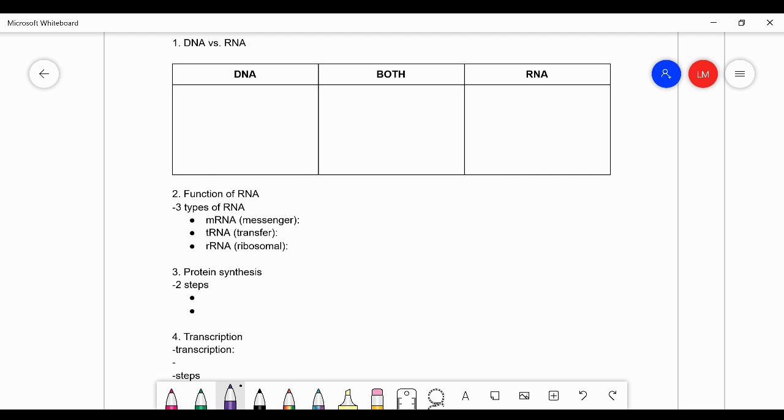So let's start with DNA because that's what we know. Here are some things unique to DNA. The first is that in DNA, the sugar is called deoxyribose. So maybe let's backtrack a second. Nucleic acids are made up of nucleotides. Nucleotides are made up of a sugar, a phosphate, and a nitrogen base. So for DNA, that sugar is deoxyribose. For RNA, that sugar is called ribose.